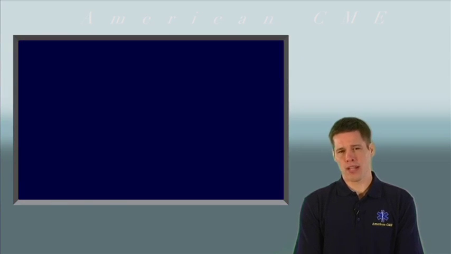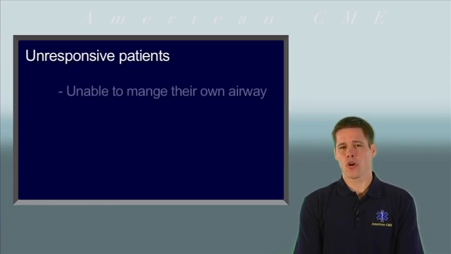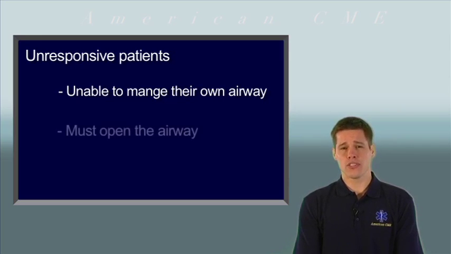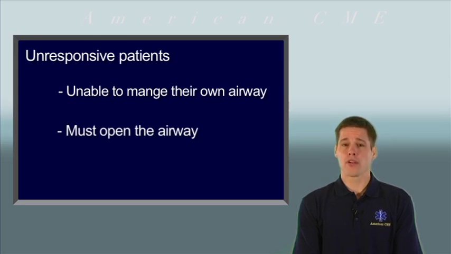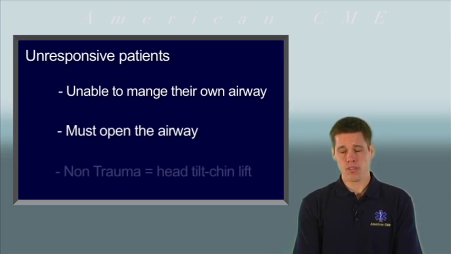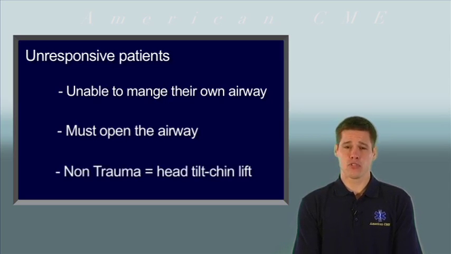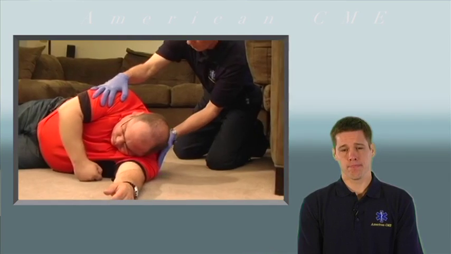When a patient is unresponsive, their ability to manage their own airway with a gag reflex and normal muscle tone is limited or lost. In these situations, the patient's airway must be manually opened in order to position the head in the most optimal manner for efficiency in breathing. For patients without evidence of traumatic injury, a head tilt chin lift is most appropriate.